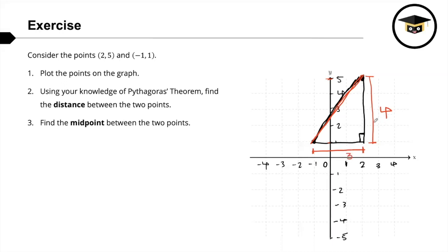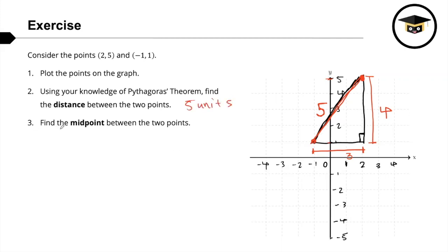Okay. Now, using Pythagoras' theorem, we know that this is going to be 5. You can also just use the Pythagorean triads. If you haven't seen that video already, please check it out. So we can say that the distance between the 2 points, the point 2, 5 and -1, 1, is going to be 5 units. So that's our answer there.